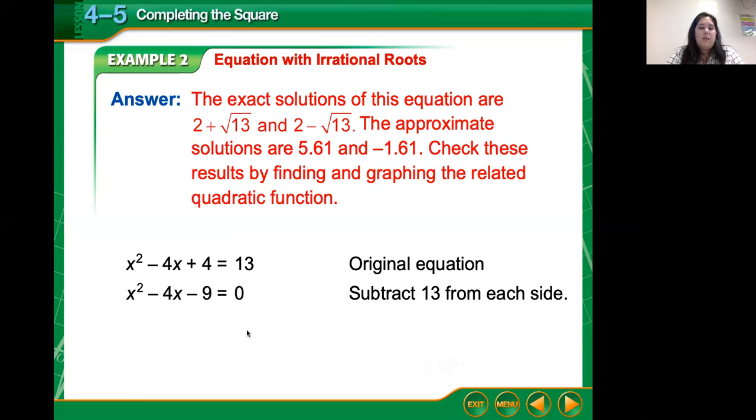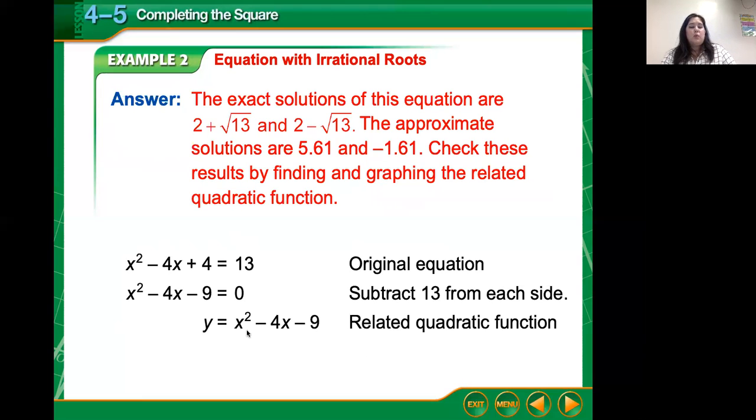Or you can graph the equation by moving 13 to the other side, and we get x squared minus 4x minus 9. And you would graph this and see if it lands at that point. If you're using Desmos, it'll be really good. It'll have it probably rounded to 2 decimal points or to the 3rd decimal point. So it should be fine.